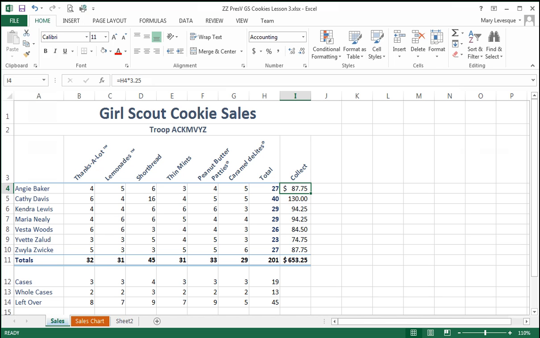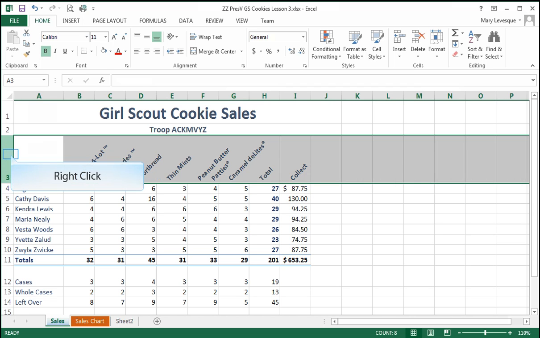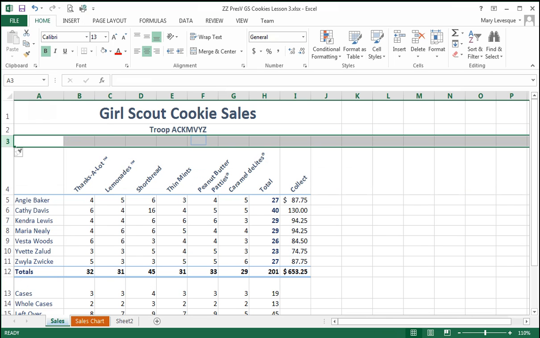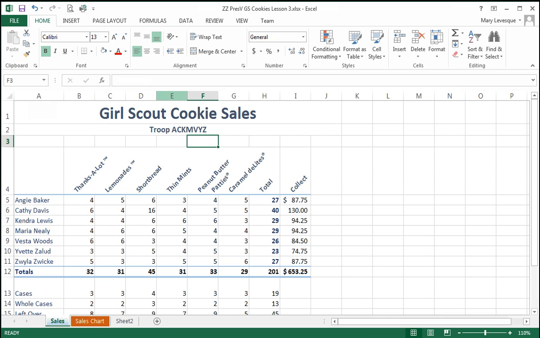There is a way around that, and that would be to have something called an assumption area, where we put a cell that says what the price of the cookies is, or should it be cookies are, and then multiply it by that. So let's insert a blank row here. I'm going to left align that.